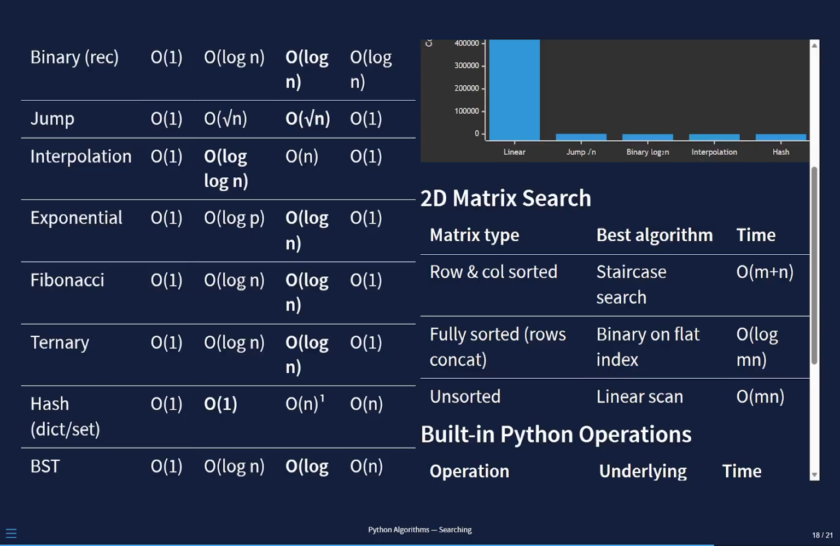Fibonacci: O(log n), but base phi rather than base 2. About 1.44 times more iterations than binary, but division-free. Ternary: O(log n). On arrays, use binary instead. Use ternary for unimodal function optimization. Hash: O(1) average, O(n) worst case from collisions, with O(n) space overhead. BST, balanced: O(log n) for all operations.